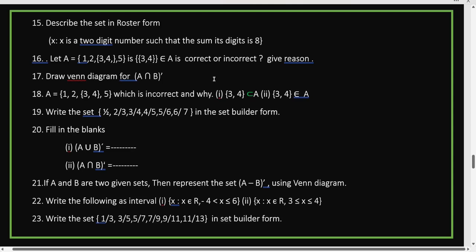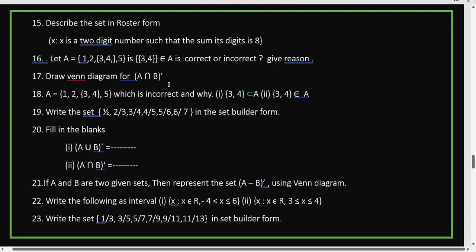And the second one is correct or incorrect. This is a set {3, 4}, which is an element of set A. That is, the set {3, 4} within the set. It belongs to A: is that correct or incorrect? Give the reason and answer.